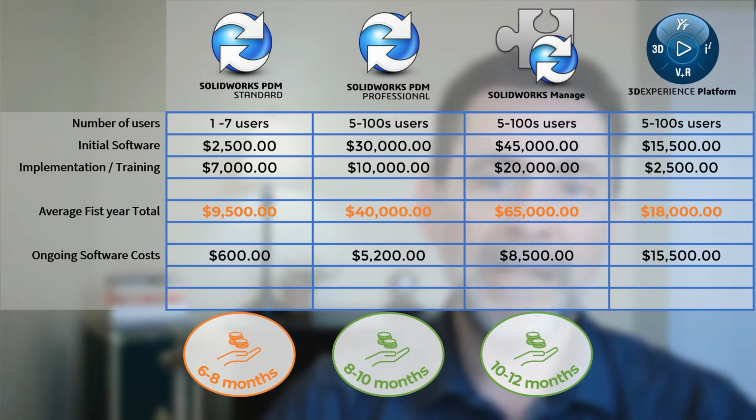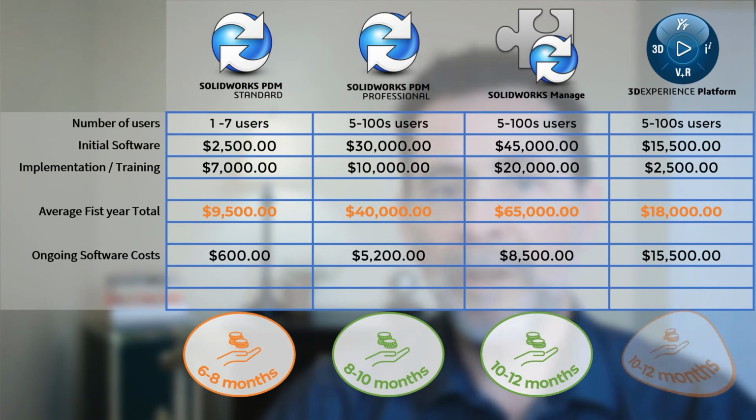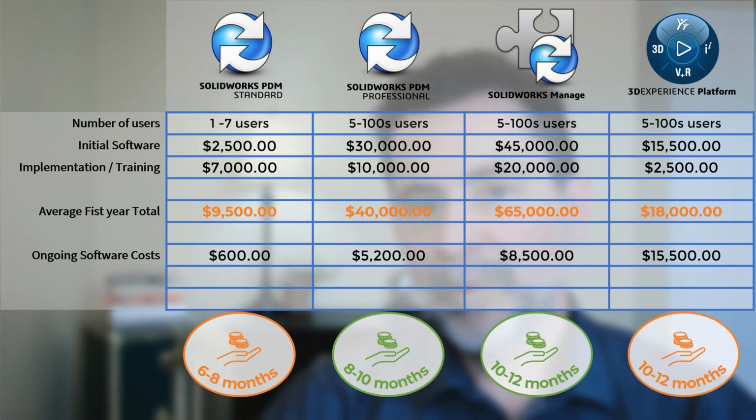The 3D Experience platform has a much lower initial cost. However, the limited configurability and automation and limited integration to other business systems, we set the typical ROI at around 10 to 12 months. Its real strength is cloud-based accessibility and excellent collaboration tools. It also has other technologies that can help with so many different aspects of your organization.